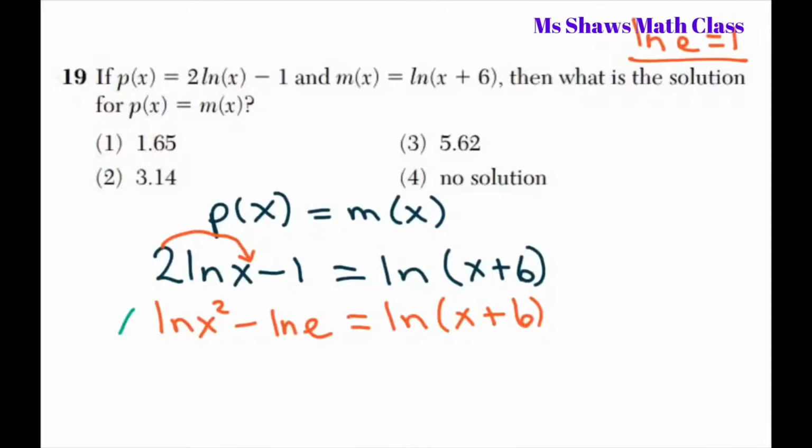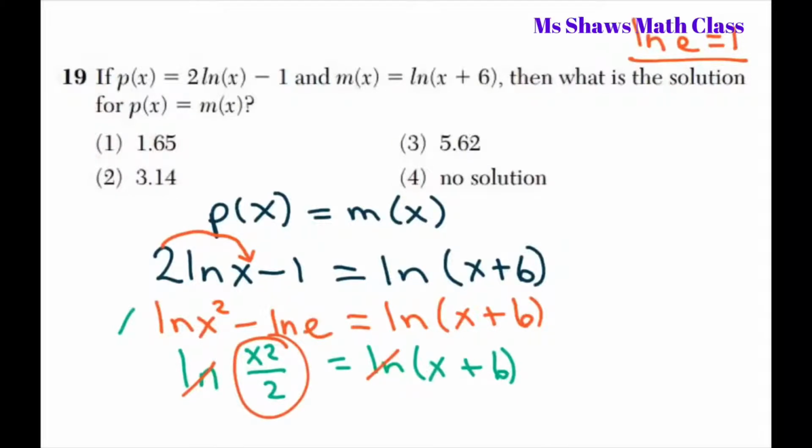Now I'm going to condense the left-hand side as a single log. So that's going to be ln of x squared over e equals ln of x plus 6. Now we want the left side to look like the right, so I can cross these two out, and solve for x here.